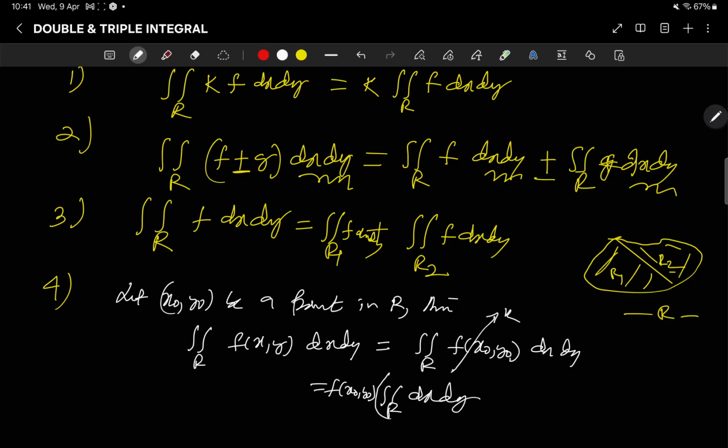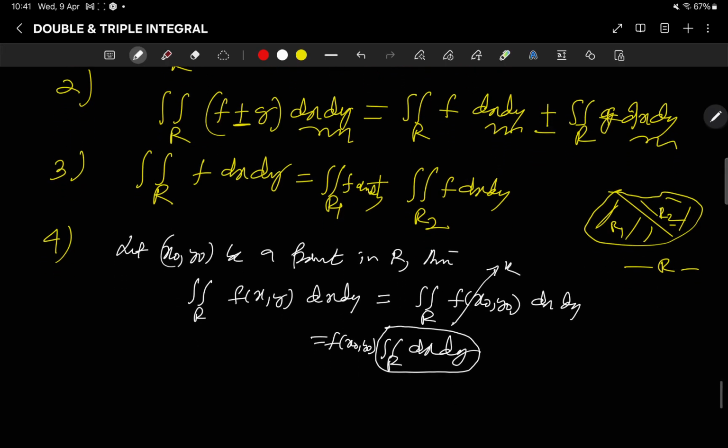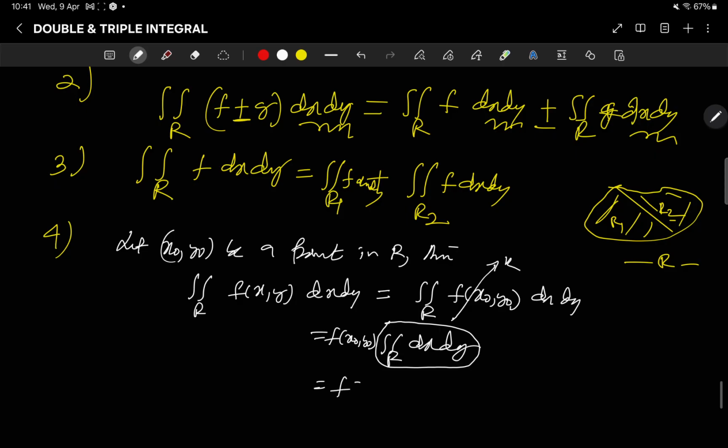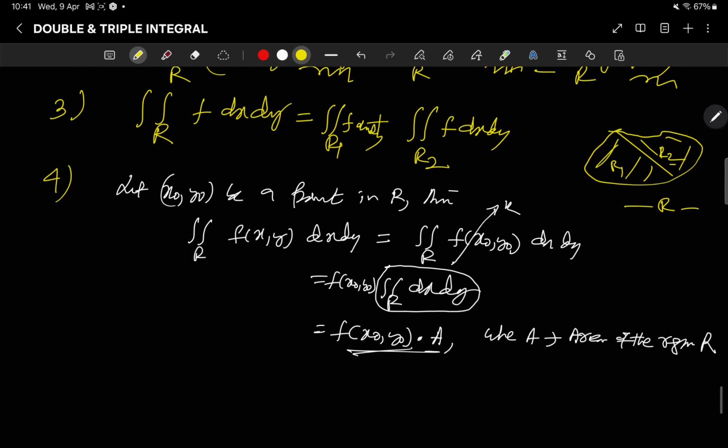Now this can be interpreted as the area of the region. So this is equal to f(x0, y0) times A, where A is the area of the region R. In that way, this is known as the mean value theorem for the double integral.